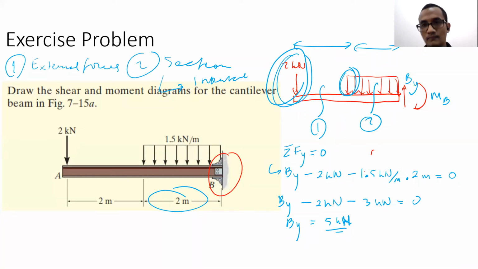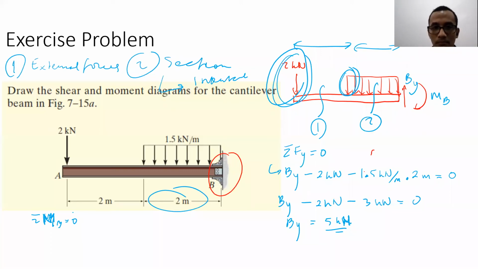For the MB, using sigma moment equal to 0. At which location? Is it from point A? You can do it from point A, or the easiest one supposed to be from point B. Actually, both supposed to be okay. Okay. Let's use sigma moment at point B equal to 0. Sigma moment at point B equal to 0. What do you have there then?